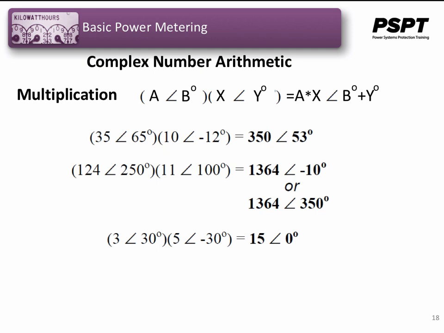And our final example is a simple 3 at 30 degrees times 5 at minus 30 degrees. You'd end up with multiplying the magnitudes together, you get 15, and you would add the two angles. 30 minus 30 gives you 0.